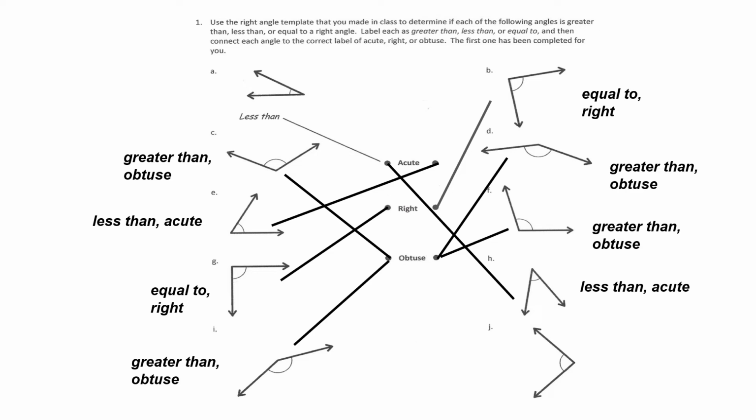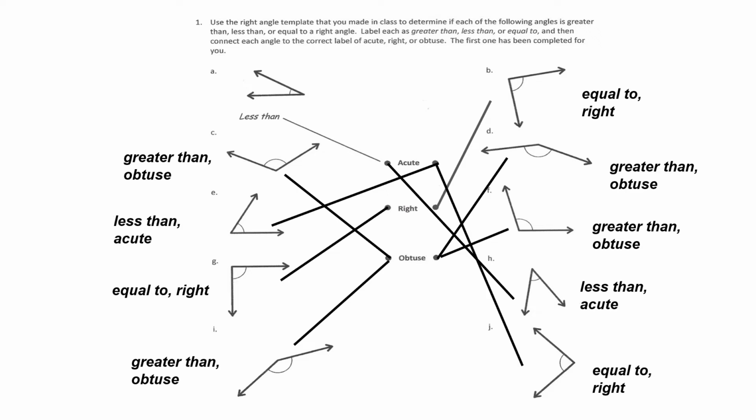This is greater than a right angle. It's greater than 90 degrees, so that's obtuse. And again, this is rotated, so it's a little tricky, but it is equal to a right angle. It's equal to 90 degrees, so that is a right angle.